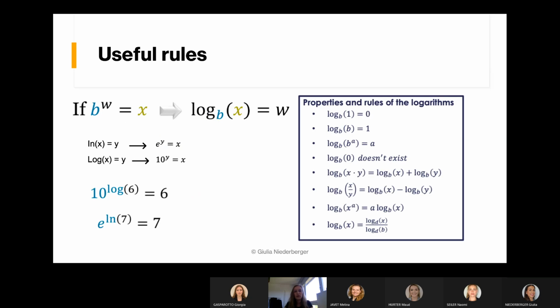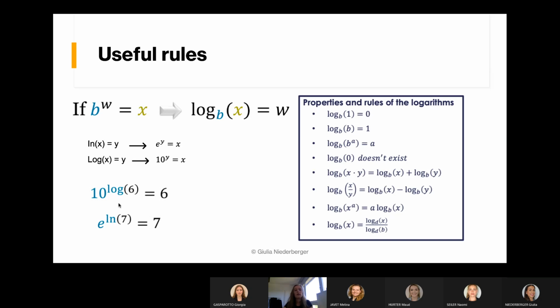Then some additional useful rules, which you can look at later. You will get the PowerPoint. Remember that the logarithm of 0 doesn't exist, because if you do any number to the exponent of 0, you get 1. Okay, so you will never get 0. Remember that.